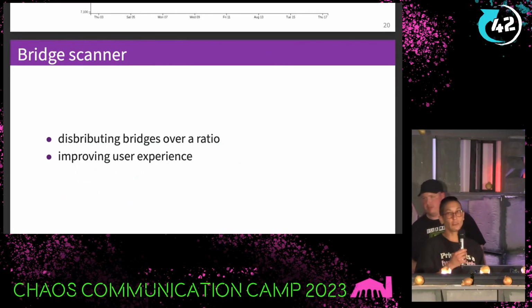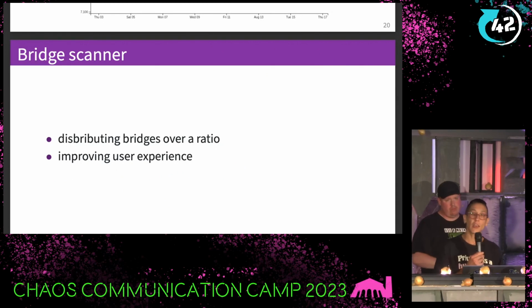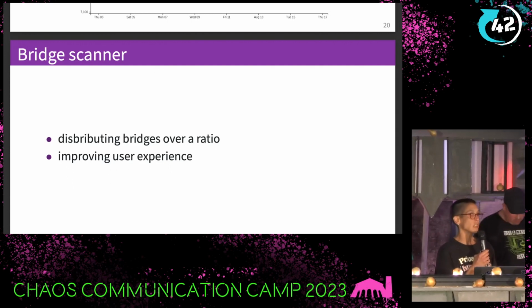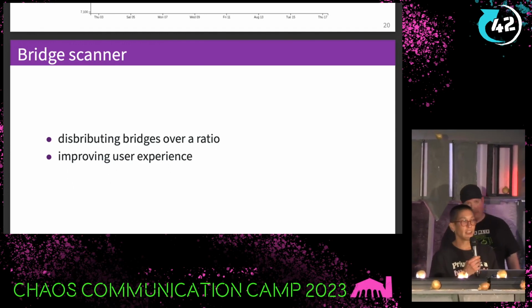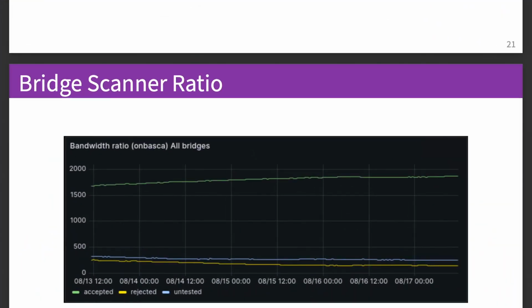What is new now is that we also have a bridge scanner. The bridge scanner works in a very similar way, but it creates 3-hop circuits. This helps users have a better experience, because now, instead of just distributing the bridges that are available, the bridge authority is distributing the bridges whose bandwidth ratio is over a certain threshold. And this is a graph of the measured bridges in the last days, the ones that were accepted over that ratio and the ones that were not.